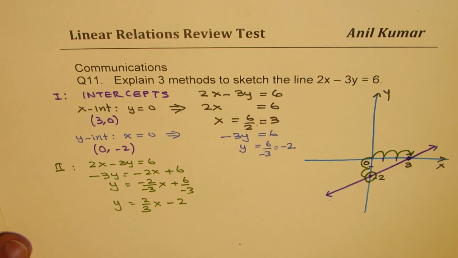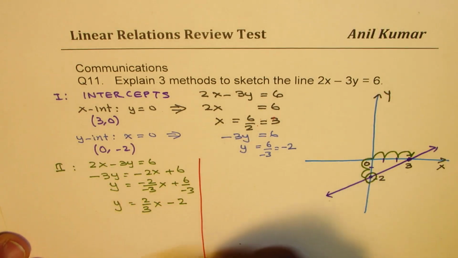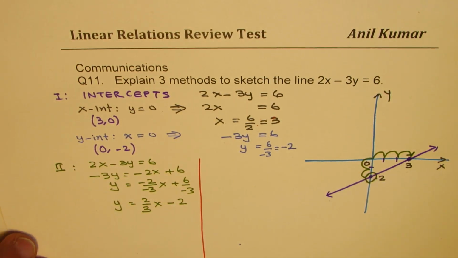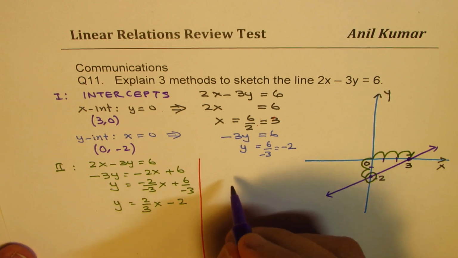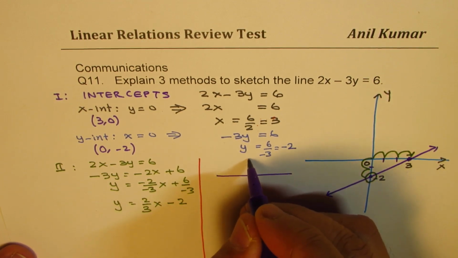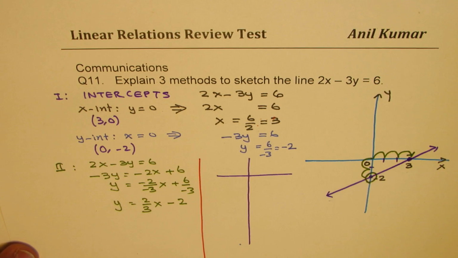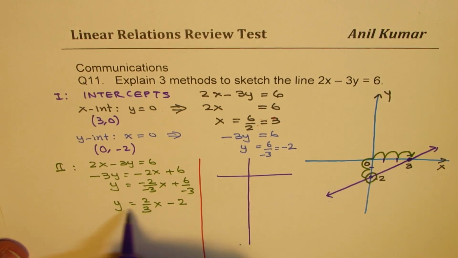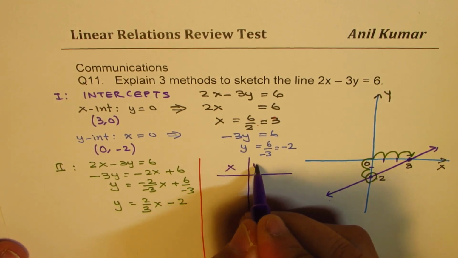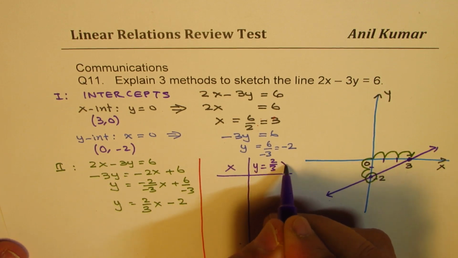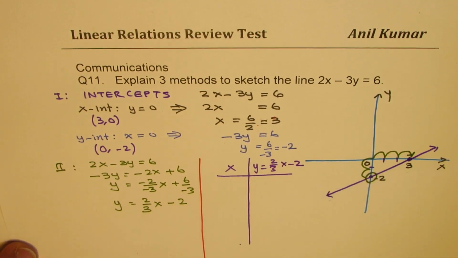Okay, now how do I find the third method? Well, the third method is really to get a set of points, right? So what we can do is make a table, and for different values of x, we can find the values of y. Does that make sense to you, right? So that is what we are going to do. We have already isolated our equation as y equals, so we can use this. We'll take x values, and we know y is 2 over 3 x minus 2, right? So let's take some values for x and then y.